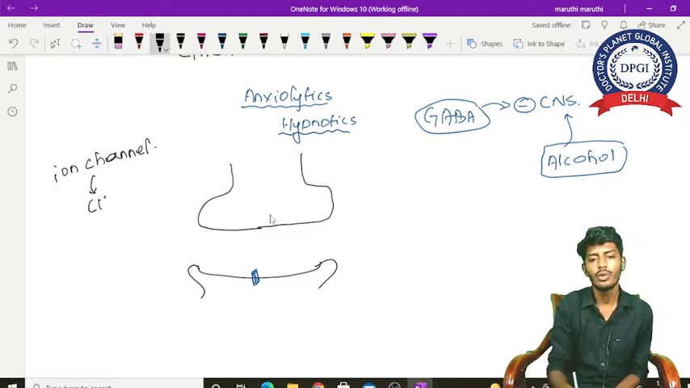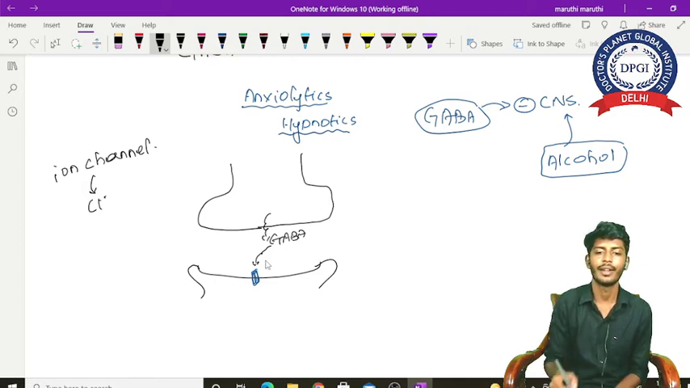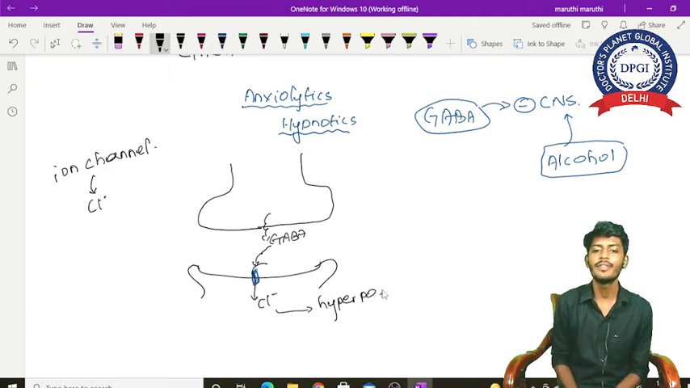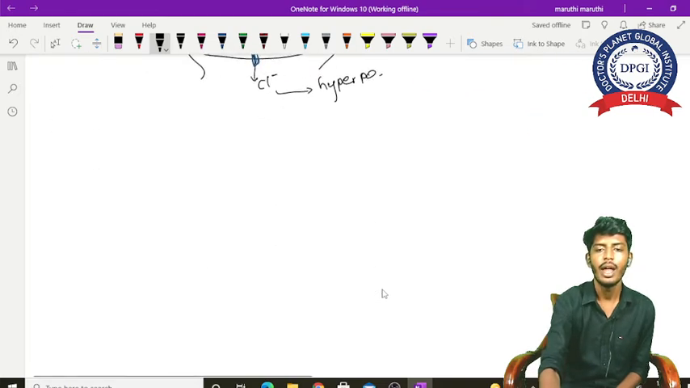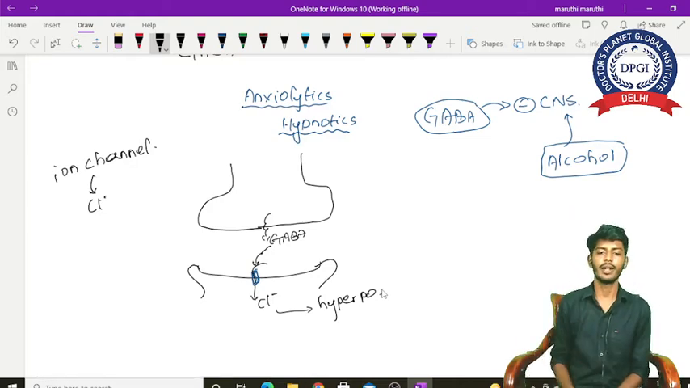The neuron will release GABA. Once it releases GABA, GABA will act upon the GABA receptor, and the channel will open. Once the channel opens up, it will allow the influx of chloride ions. If chloride ions come inside, the cell will become more negative. That is basically called hyperpolarization. If the cell undergoes hyperpolarization, it will require a much higher threshold to stimulate it. That is how it suppresses your central nervous system.